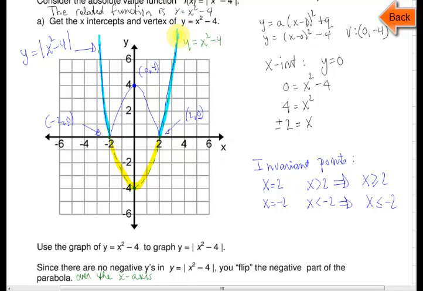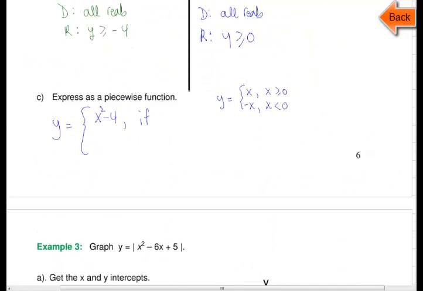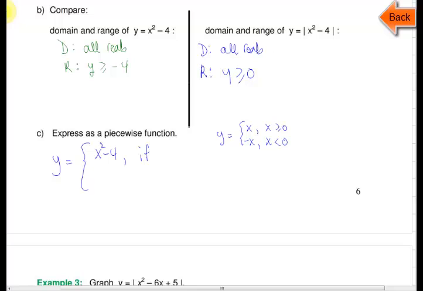So where is our domain for that? Well, everything to the right of 2 and everything to the left of negative 2. So when we write the domain for the part of our graph which is y equals x squared minus 4, we want everything to the right of 2 and everything to the left of negative 2. So how do we write that? Well, we say that x is less than or equal to negative 2, or x is greater than or equal to 2.